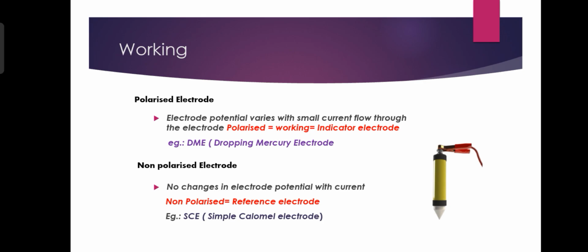Next is our non-polarized electrode. In a non-polarized electrode there is no current change, or no electrode potential will change even with the flow of current, and our non-polarized electrode is equal to reference electrode, which is our simple calomel electrode.